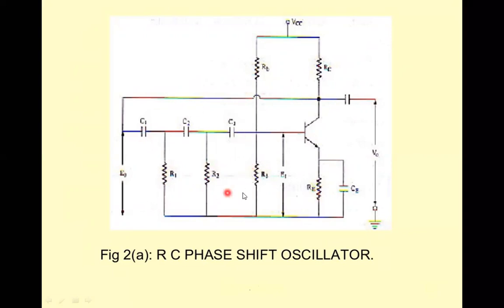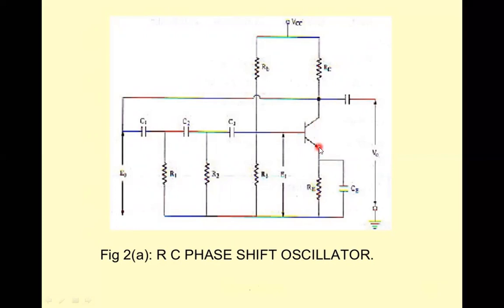And that particular 180 degree phase shift is given to the transistor amplifier. The input to this is E0 and the output of the 3 RC network combination is E1. This output of the 3 RC network is the input to the transistor amplifier. For proper biasing, we use RB and R3 for proper biasing as well as stabilization. Here we have used an NPN transistor because the arrow is moving outward from the base. It is an NPN transistor.